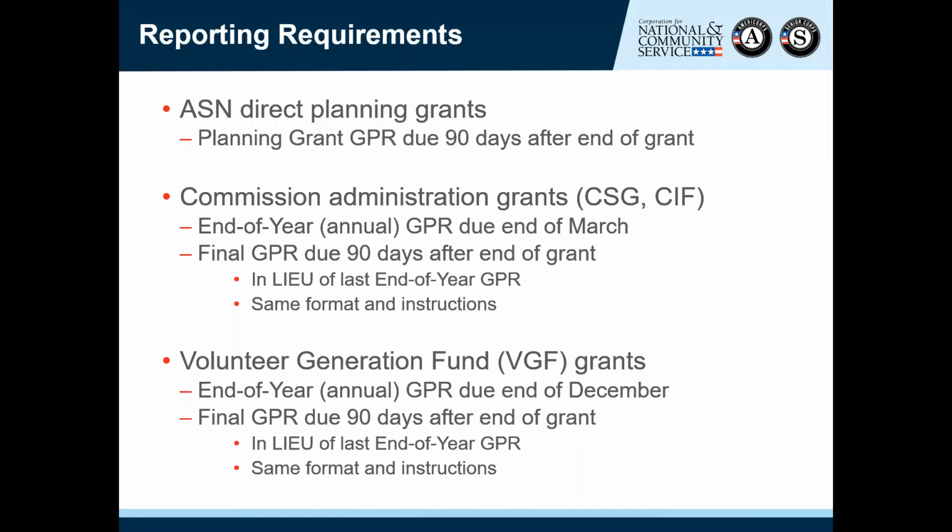AmeriCorps state and national planning grants, which are designed to prepare an organization to apply for an AmeriCorps program grant, have different reporting requirements. Because these grants are only a year in length, they have a single GPR due 90 days after the end of that one-year grant period. And it's important to note that this applies only to direct planning grants, by which I mean planning grants who apply directly to CNCS and are managed directly by CNCS.